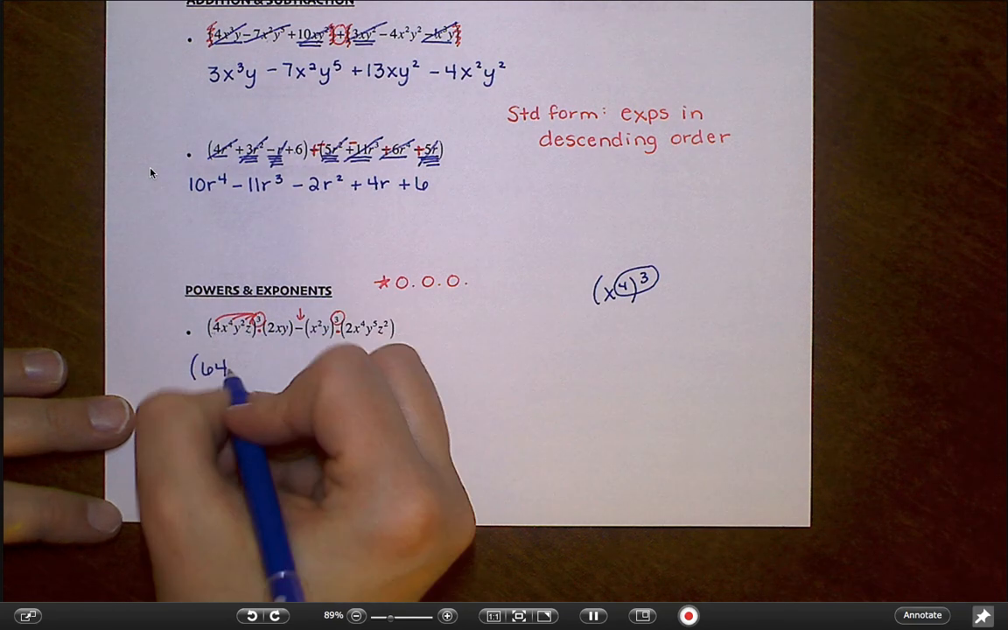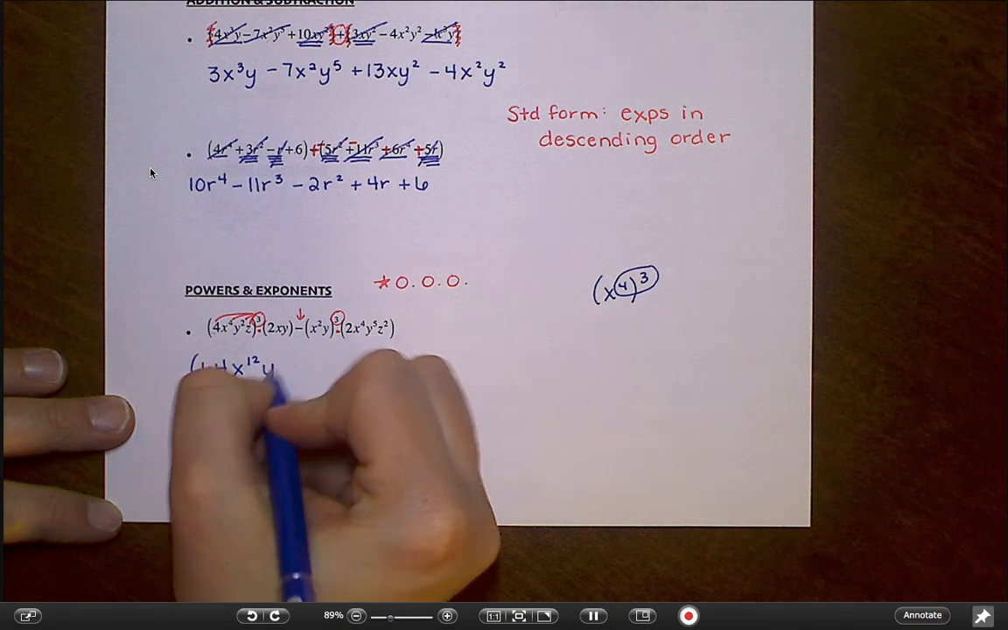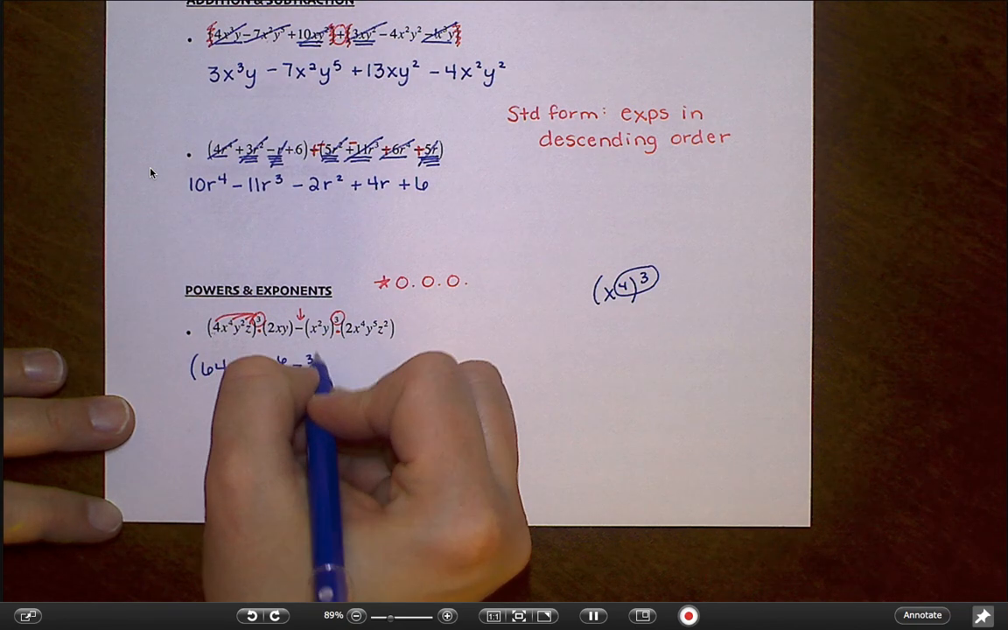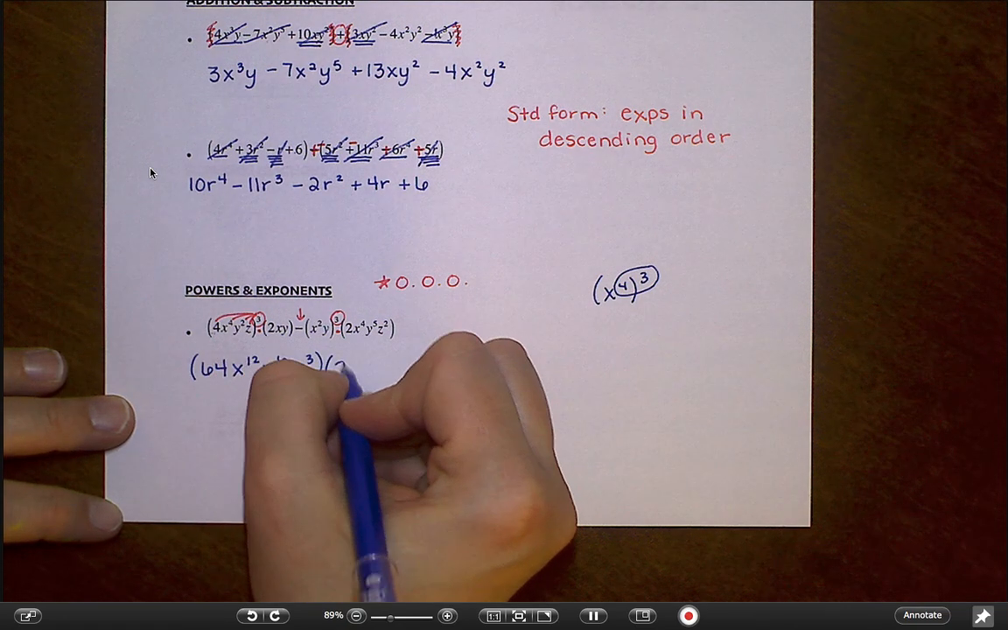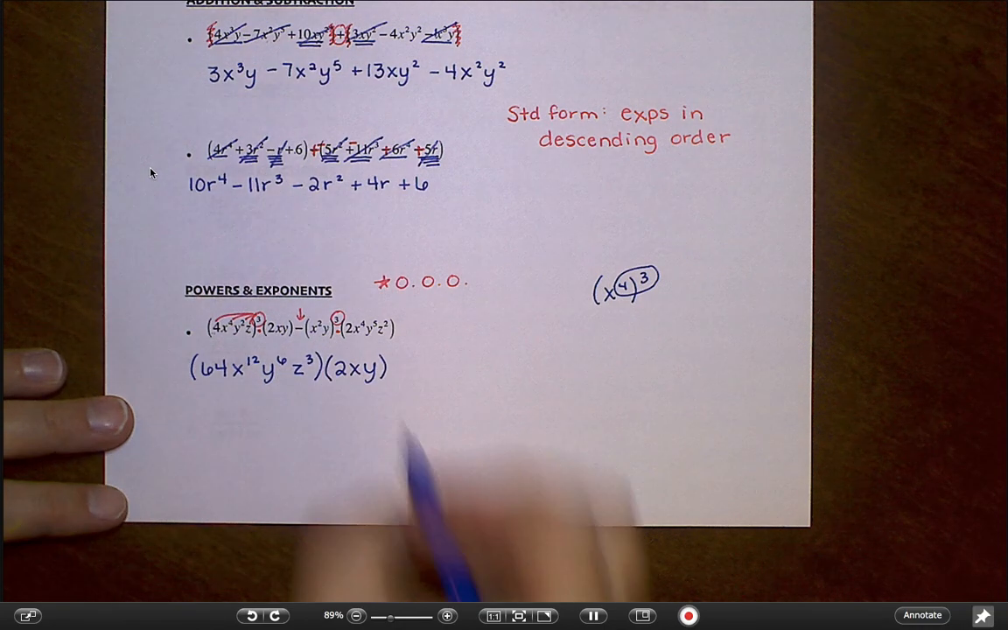So this would become x to the 12th. The y would become y to the 6th. And the z would become z to the 3rd. Okay, I'm going to go ahead and just write that next parenthesis down because I need to multiply it, but I'll do that in the next step.